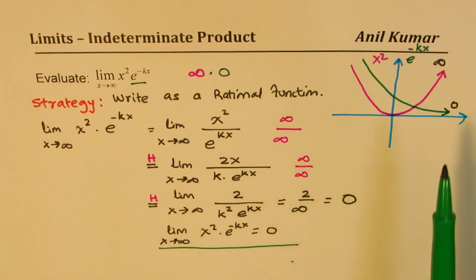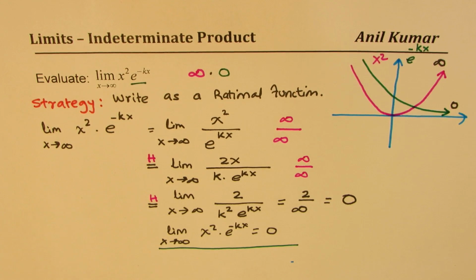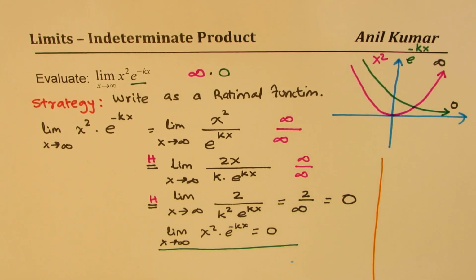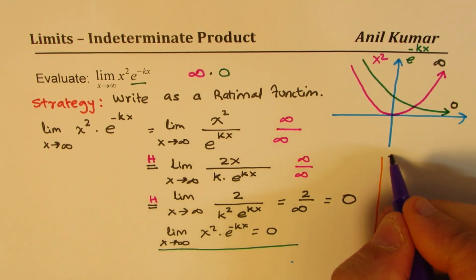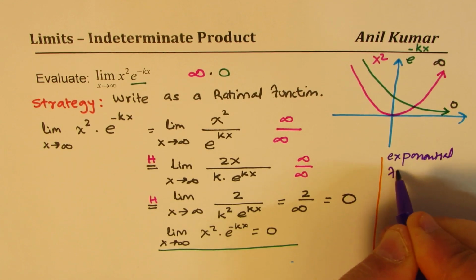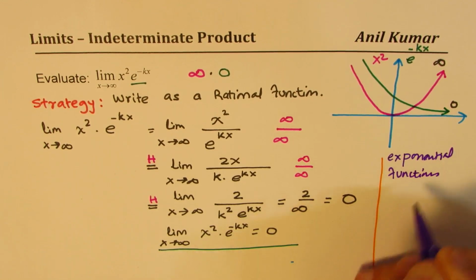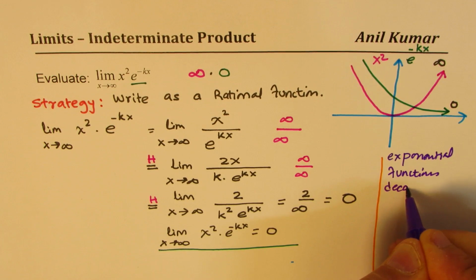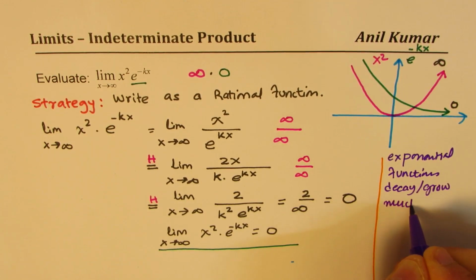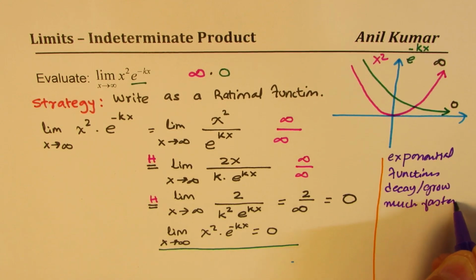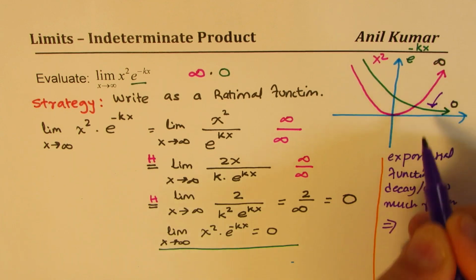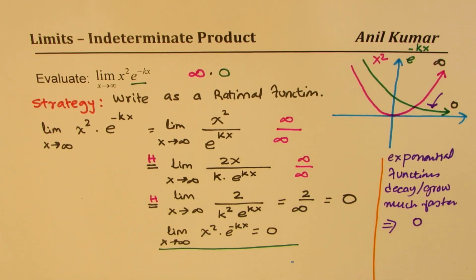And if you analyze the graph, we know and we understand that exponential functions are much faster, right? So we know exponential functions decay or grow much faster. So it makes sense that the effect will be mainly because of this, correct? So we were expecting 0.